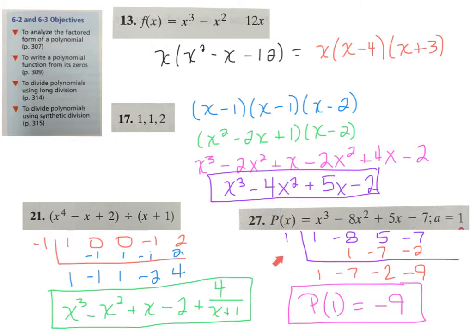This last one was synthetic substitution. What would happen if I plugged in a 1 is the same thing that would happen with my remainder if I did synthetic division. And so I just did synthetic division. My remainder was -9, which is your answer there.